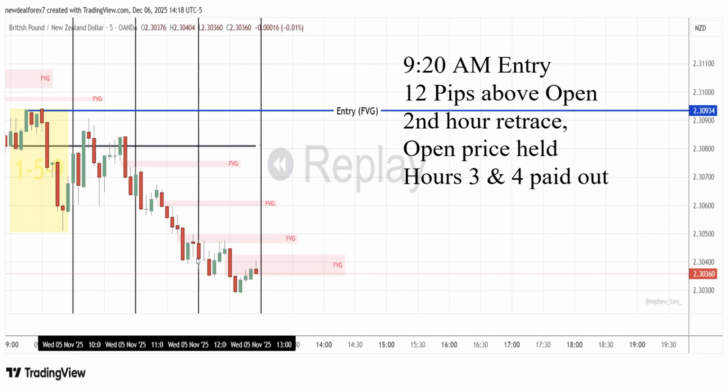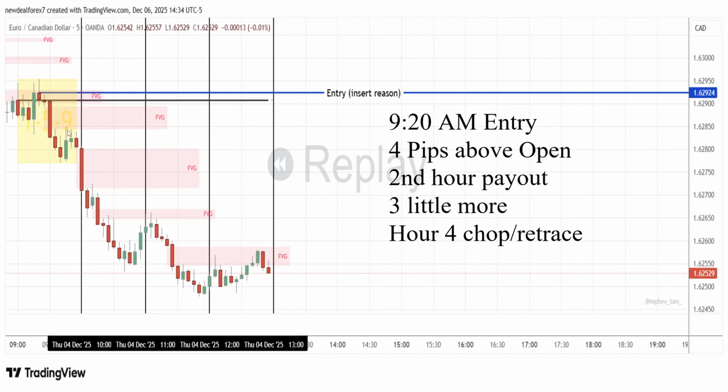Then hour 3 paid out and hour 4 paid out as well because it opened here and closed down here. It wasn't a big payout, but ideally it did trend down. But again, from our entry, notice from the entry to the close of candle 2, we were in profit. So that tells me, okay, we're on the right track. If you see anything different by the end of hour 2, the point is you probably want to exit the trade. Okay. Next example here, 9:20 entry here.